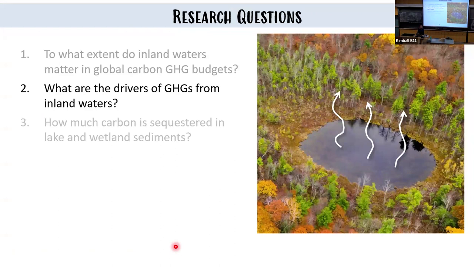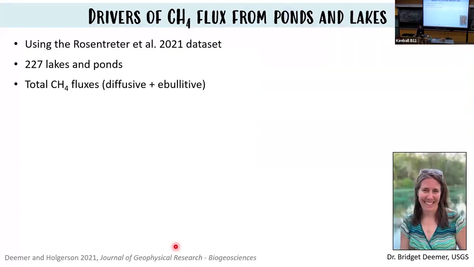One of the big areas of research I think we need is understanding the drivers of the greenhouse gases in these inland waters so that we can get better models, so that we can make more accurate predictions. And so this is some work that I did with a collaborator at the United States Geological Survey. We used that same data set for that big global methane synthesis from aquatic sources, but we dove in deep on the lakes and the ponds. And we are looking at the total methane emissions coming from both those bubbles and the gases that are diffusing out of the water.